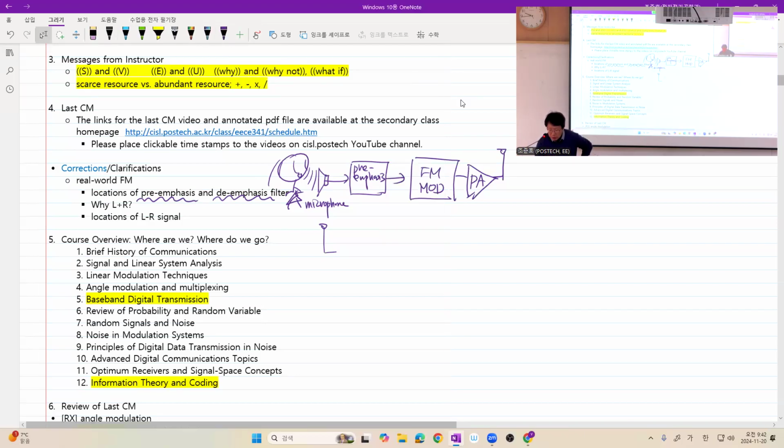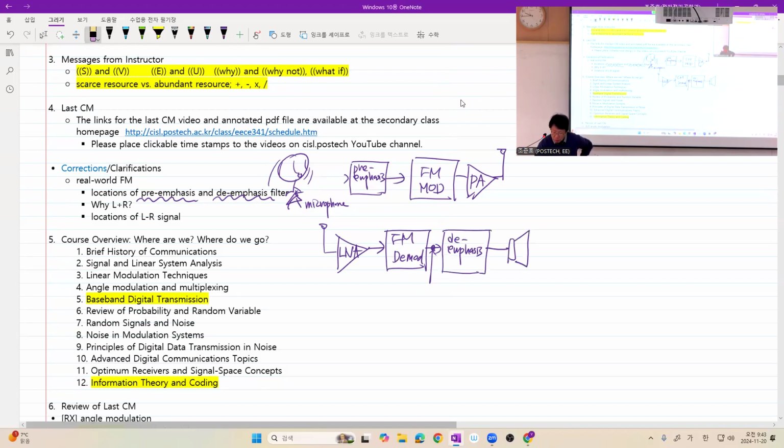Let me anyway use it. So there goes the LNA and FM demod. So supposedly here comes the recovered pre-emphasized message signal. So you have here the de-emphasis filter. And then, so let me be careful. So here is a speaker.